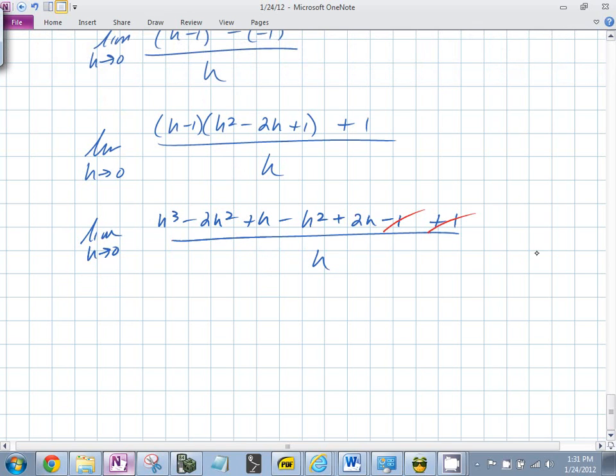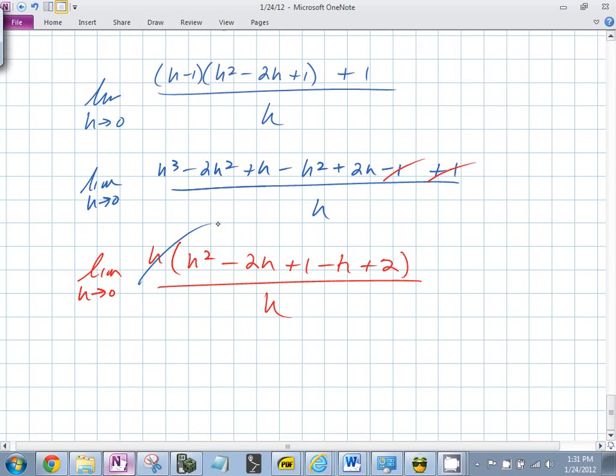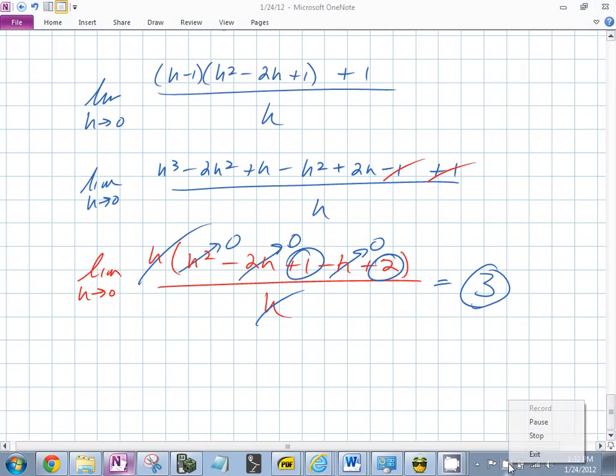So it turns into the limit as h goes to 0 of h times h squared minus 2h plus 1 minus h plus 3, all over h. What cancels? This is nice because now what can you plug in? What's it going to equal? 3. Because this is 0, this is 0, this is 0, which leaves you with 3. Does that match what we got before? Yes. Should it match what we got before? Yes. So the moral of the story here, sometimes you're going to have to do some multiplication that isn't necessarily too much fun.